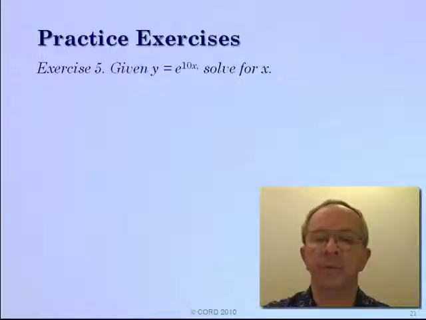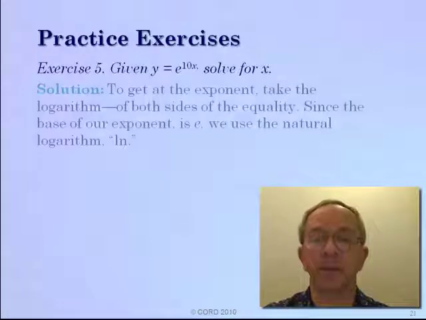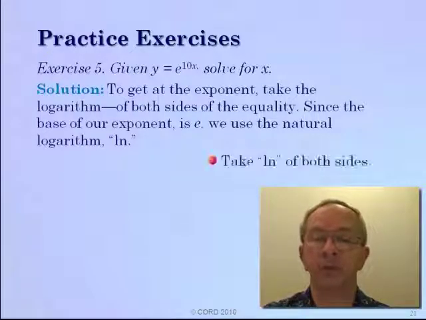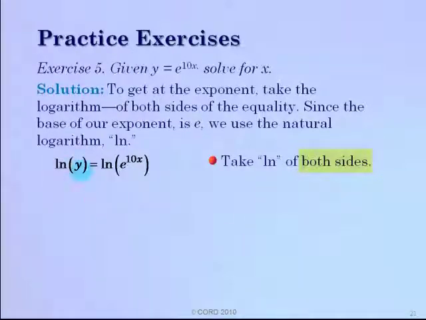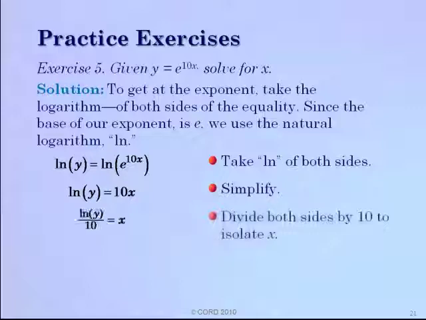Exercise 5 says, if you're given y is equal to e to the 10x, solve for x. To get at the exponent, you know what to do. Take the natural logarithm of both sides, since the base of our exponent is e. So we'll take natural log of y on the left and natural log of e to the 10x. And simplify, and we know that the 10x will come out of the exponent now and be by itself. And we'll divide both sides by 10. So natural log of y over 10 equals x. So x equals natural log of y over 10.